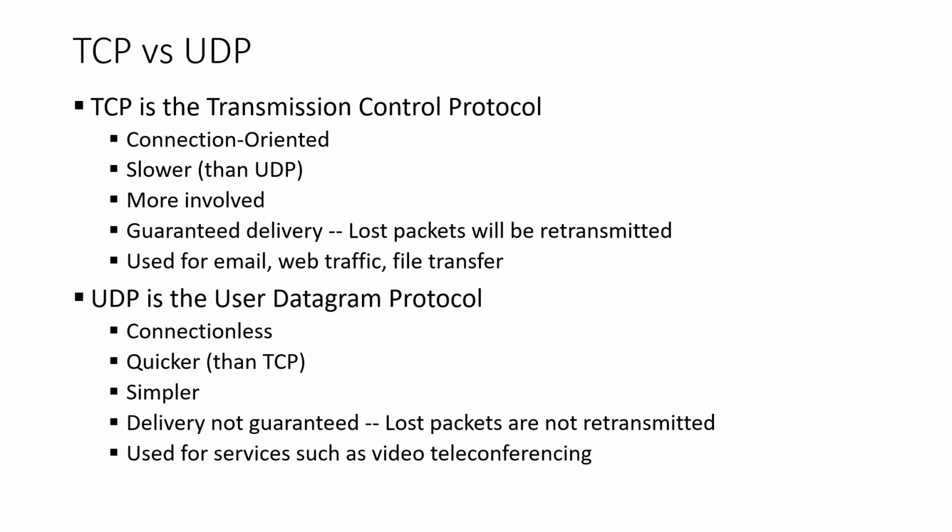Earlier, we also mentioned that UDP was connectionless. This means that it is going to be faster than TCP, but that it also does not guarantee delivery. Because of this, lost packets will not be retransmitted. All of this makes UDP a simpler protocol. In general, UDP is used for services such as video teleconferencing, where a lost packet will not have a large impact. TCP is used for services such as email, web traffic, and file transfers, where ensuring you do receive all packets is more important.